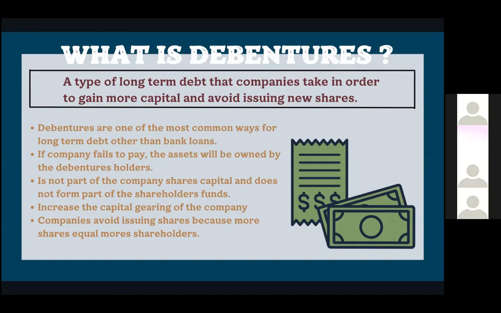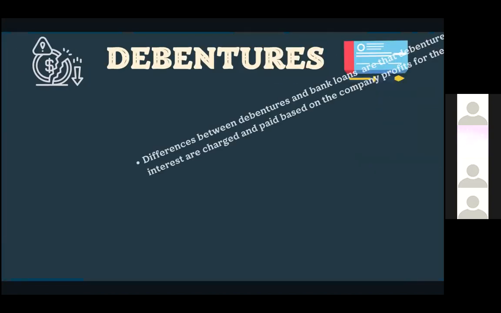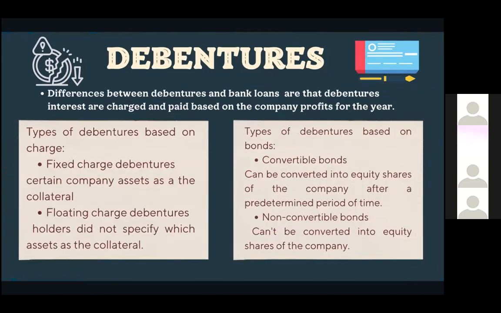Debenture is not part of the company's share capital and does not form part of the shareholder funds. Debentures increase the capital gearing of the company, and companies avoid issuing shares because, as I said before, issuing more shares will cause more voting rights for the shareholders. There are differences between debentures and bank loans. Debenture interest is charged and paid based on the company's profits for the year, while bank loans usually have their own interest and fixed date.